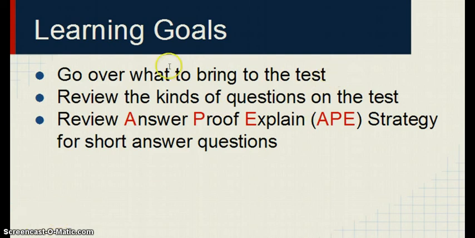Okay, so that about wraps it up for today. Again, our goals for today were to talk about what to bring to the test and the types of things that you should do to prepare. And then we talked about the kinds of questions that you'll see on the test. Remember, there's a news report, an essay, short answer questions based on readings and independent of them. And of course, multiple choice. Remember, we talked about the weighting of those. Your multiple choice is 48% of the test, and your short answer is 28%. And then, of course, we talked about the answer, proof, explain strategy, the APE strategy for answering short answer questions. It's a good strategy to use, and I encourage all of you to do that today.